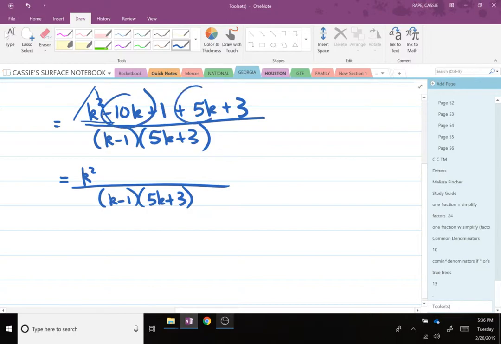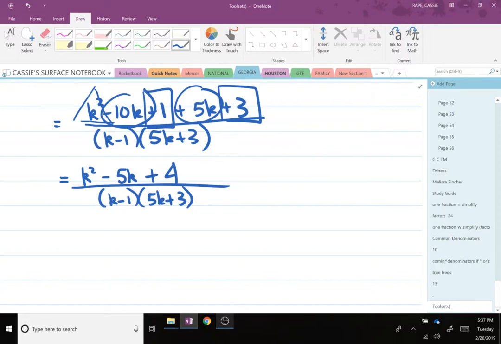Plus, actually that's minus 10k plus 5k. If you have a negative 10 and a positive 5, that ends up being minus 5k. And then lastly, I've got a plus 1 and a plus 3, which gives me a plus 4. Notice that I do triangles, circles, squares for like terms. That's just a strategy to let you know the things you've already used and which things match. So I've got k squared minus 5k plus 4.